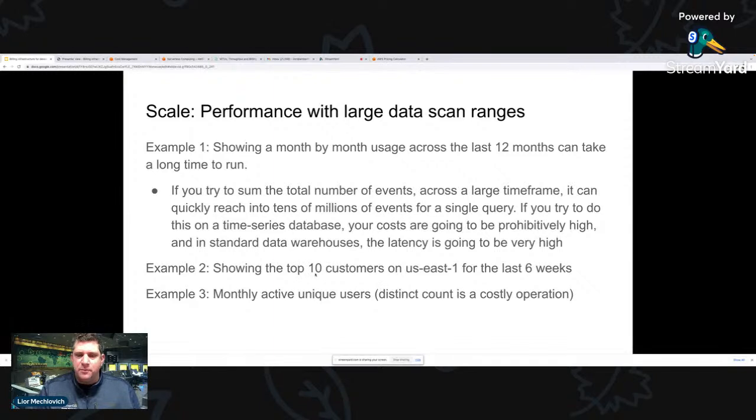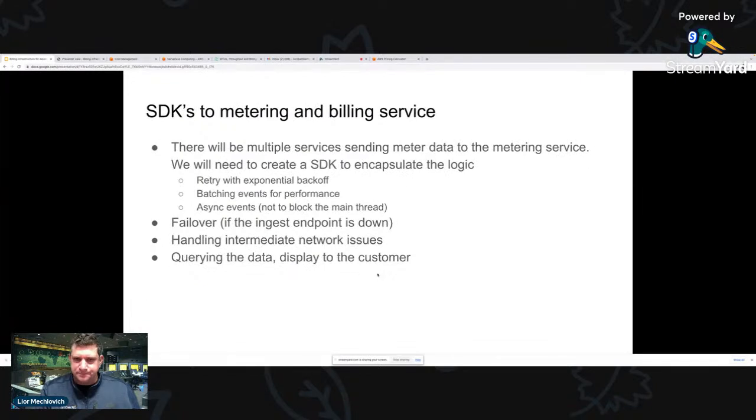Because, again, showing the top 10 customers in a specific region over the last 6 weeks is hard. And going into some other problems, for example, I want to look at monthly active uniques, or how many unique servers were in that time. It's costly, right? So doing all of this on raw data is practically impossible.